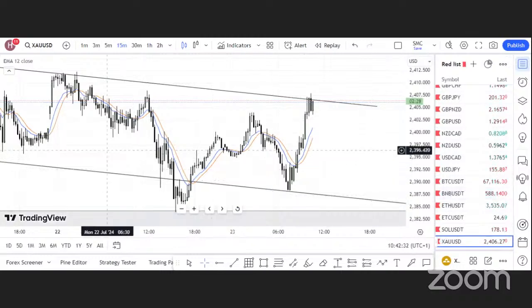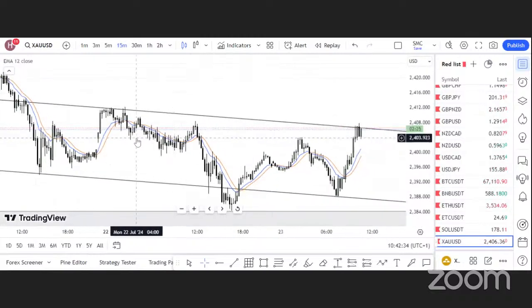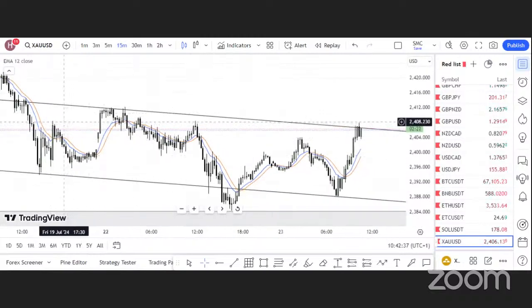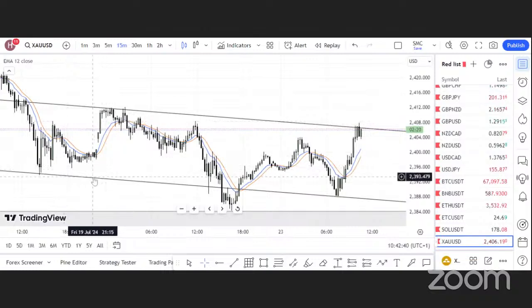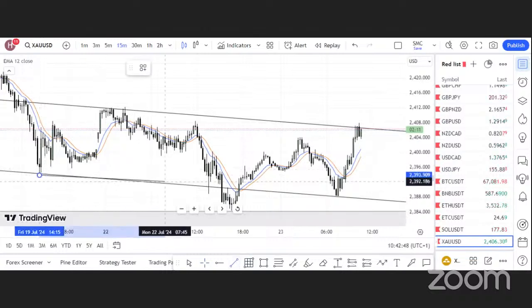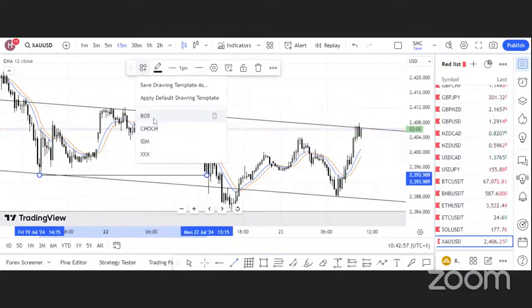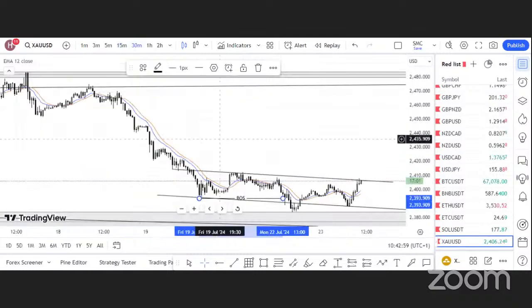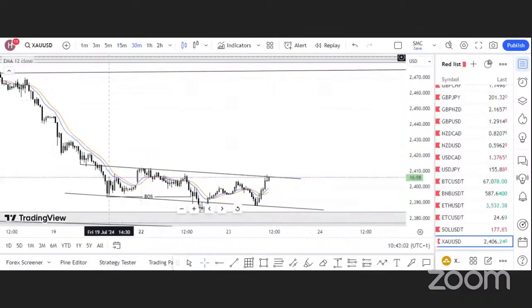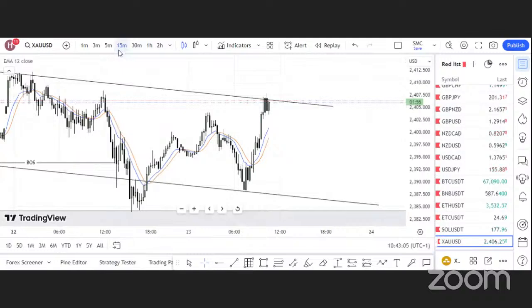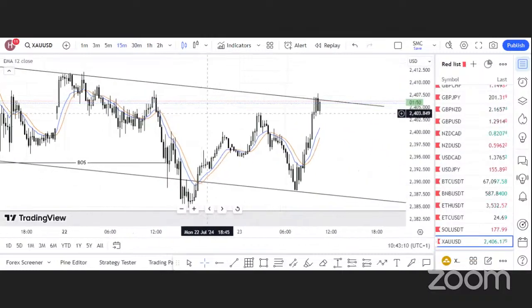So this market also created break of structures when it was going down. So we have this first break of structure, because as you can see, the market actually went down from this level. So we can label that as our break of structure.